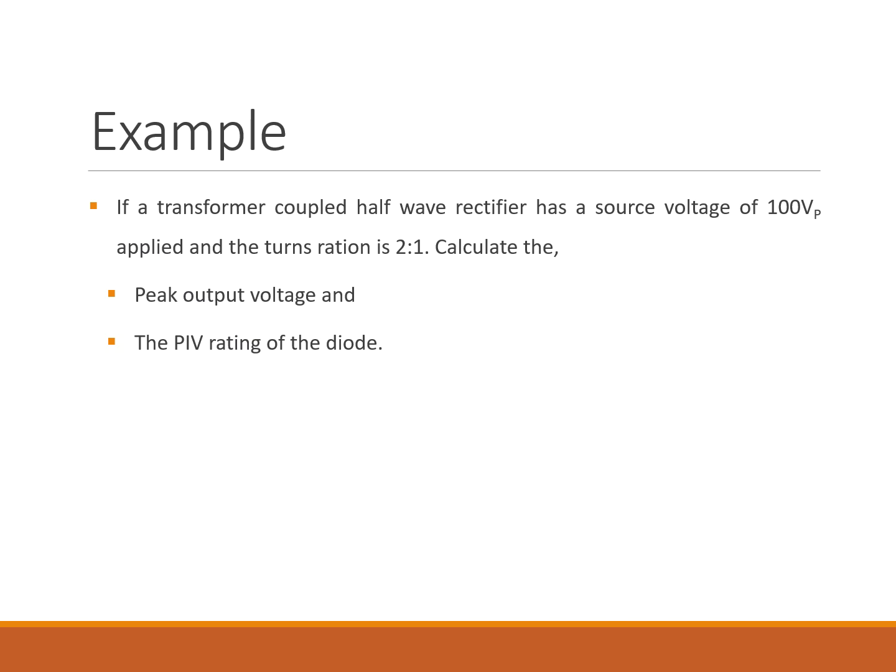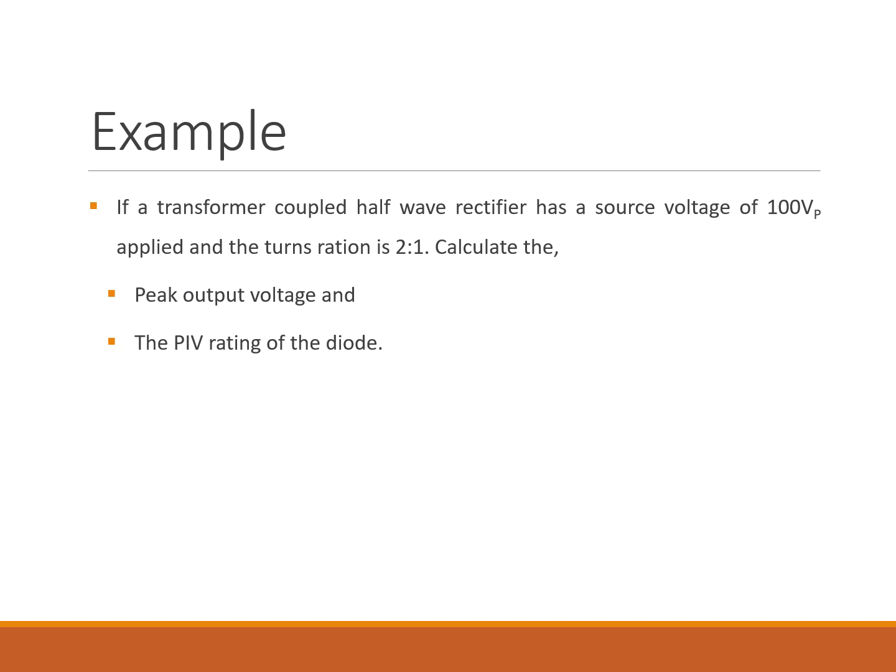So what do they give us? They give us that the primary voltage is equal to 100 volts peak. They give us a turns ratio of 2-to-1. That means that the secondary voltage will be half the primary. Remember, the primary has 2 windings for every 1 winding on the secondary side. So the voltage is being dropped here. So the secondary voltage is going to be equal to the primary voltage divided by 2, which in this case is 100 divided by 2, which is 50 volts.